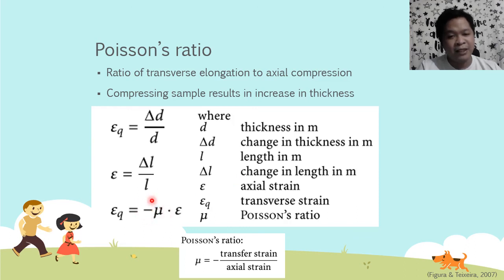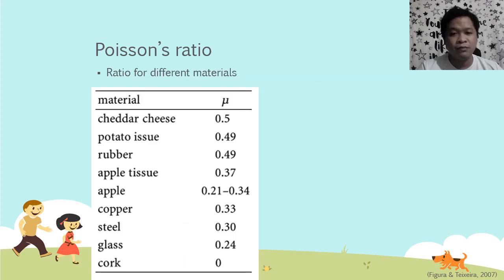Bakit siya may negative sign? Kasi habang kinocompress mo, nababawasan yung length, nadadagdagan yung thickness niya. So imagine a chicken cube, no? When you try to press a chicken cube down for whatever reason that you may have, mababawasan siya ng height pero tataba siya, so to speak. So this ratio mu for different materials can range from 0 to 0.5 in the realm of food. Hindi naman nagkakalayo.